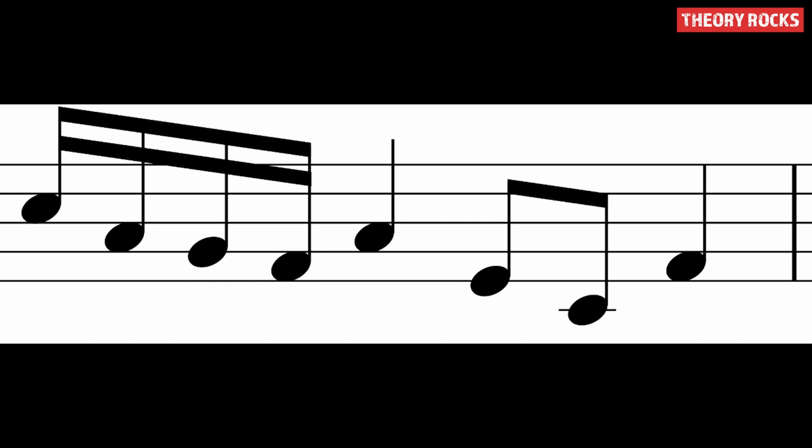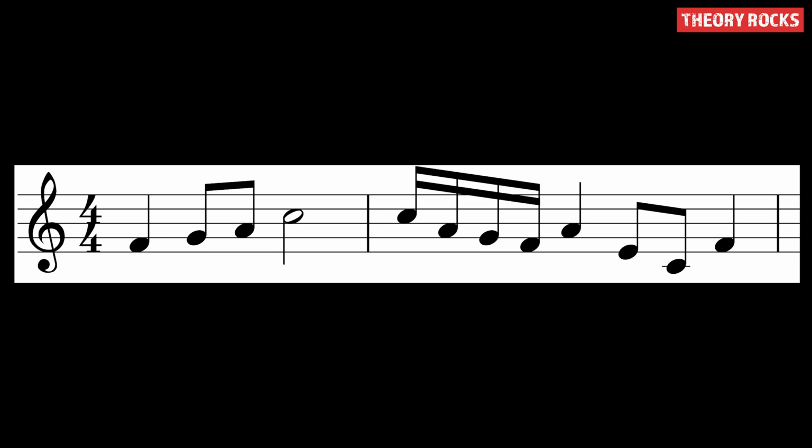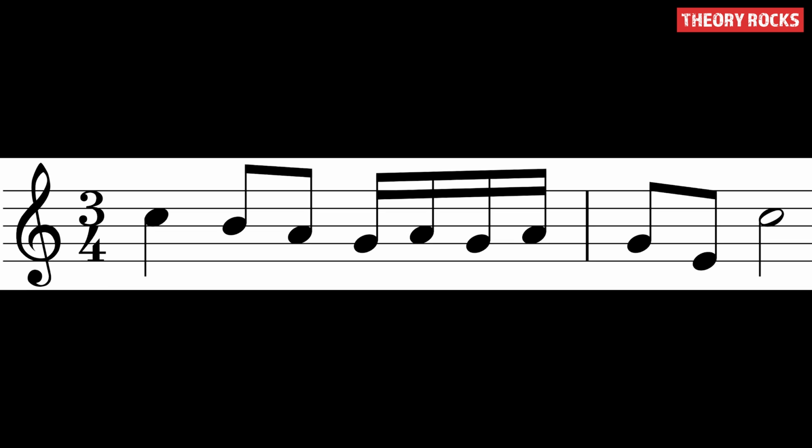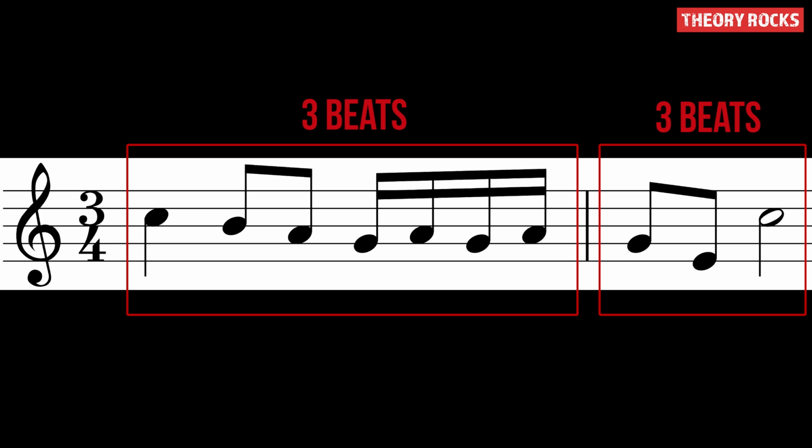This means there is a bar line dividing up the music every 4 beats. There are 4 beats in each bar. Let's have a look at this piece of music and see how many beats are in each bar. As you can see, there is a bar line every 3 beats. This means there are 3 beats in each bar.